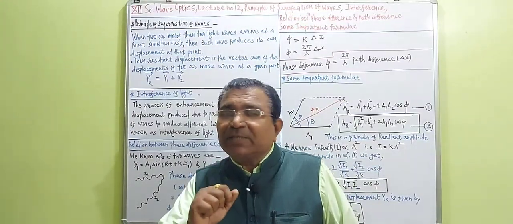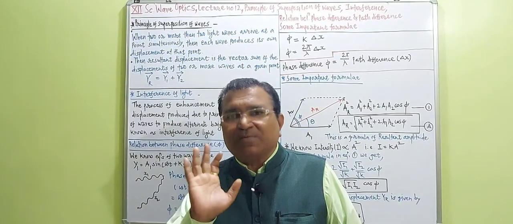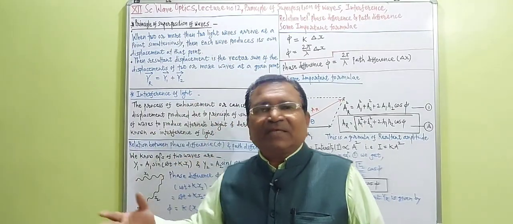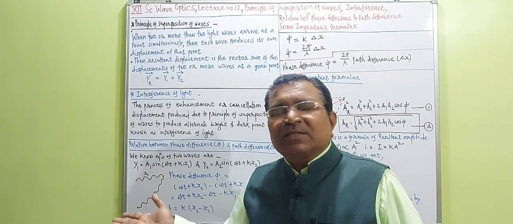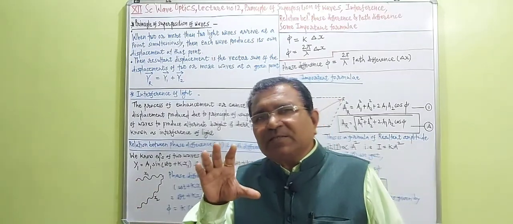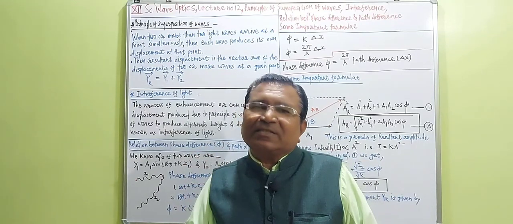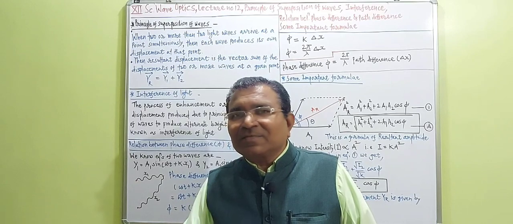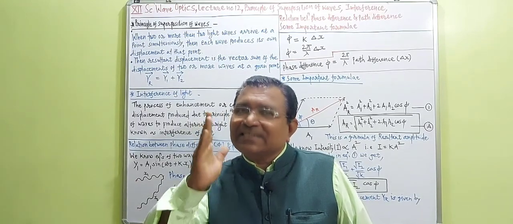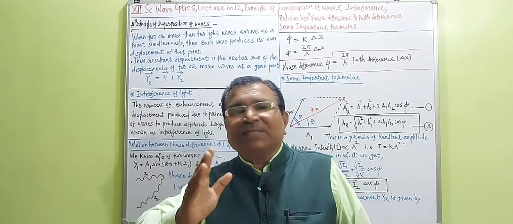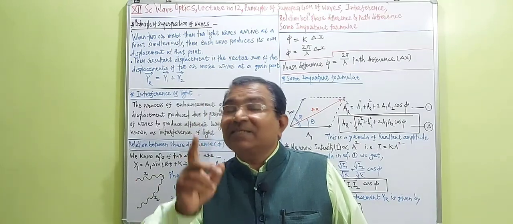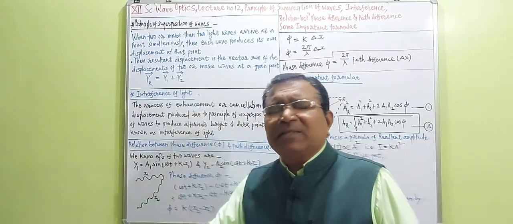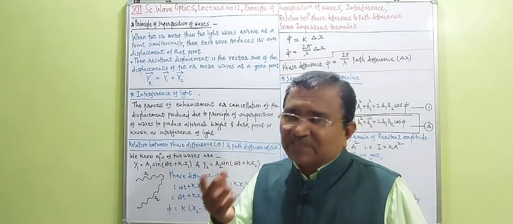So the resultant displacement is the vector sum of the displacements of the two waves, which I have already explained. Sometimes two displacements add with each other, sometimes two displacements subtract from each other. That is called the vector sum, because displacement is a vector quantity. It has not only magnitude but direction. So I will repeat that definition again.